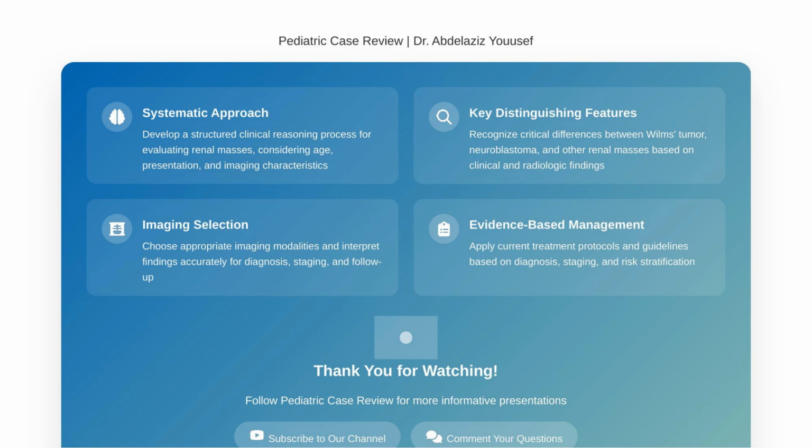The management of these conditions requires evidence-based approaches tailored to the specific diagnosis, staging, and risk stratification. This knowledge is essential for pediatric residents in their clinical practice. Remember to consider age, presentation patterns, and characteristic imaging features when approaching a child with a renal mass. Early recognition and appropriate management can significantly improve outcomes for these patients.